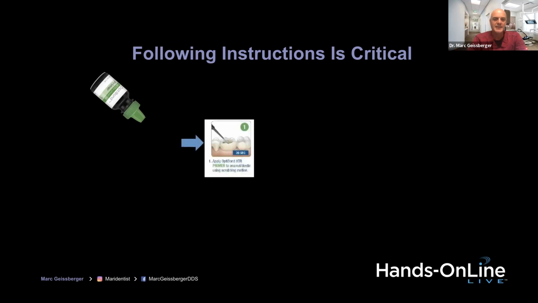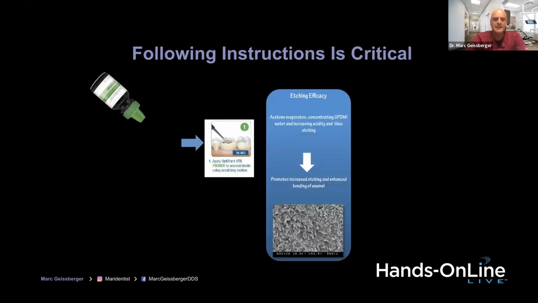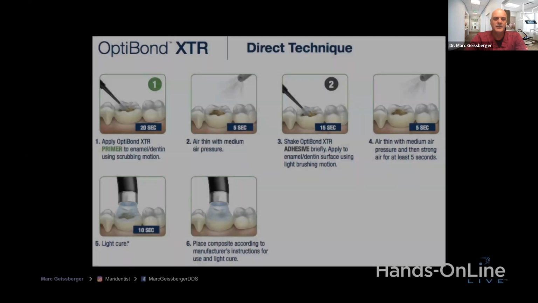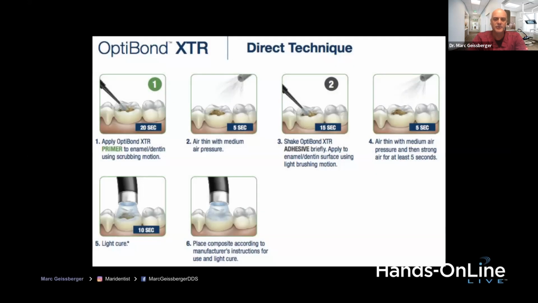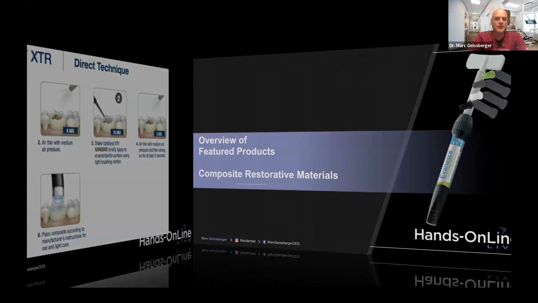So with that said, if you take XTR as an example, you need to scrub this as a self-etcher for 20 seconds. And that really increases your bond. So whatever the instructions are from whatever product you're using, I want to make sure that you understand the importance of following those instructions to the letter of the law.